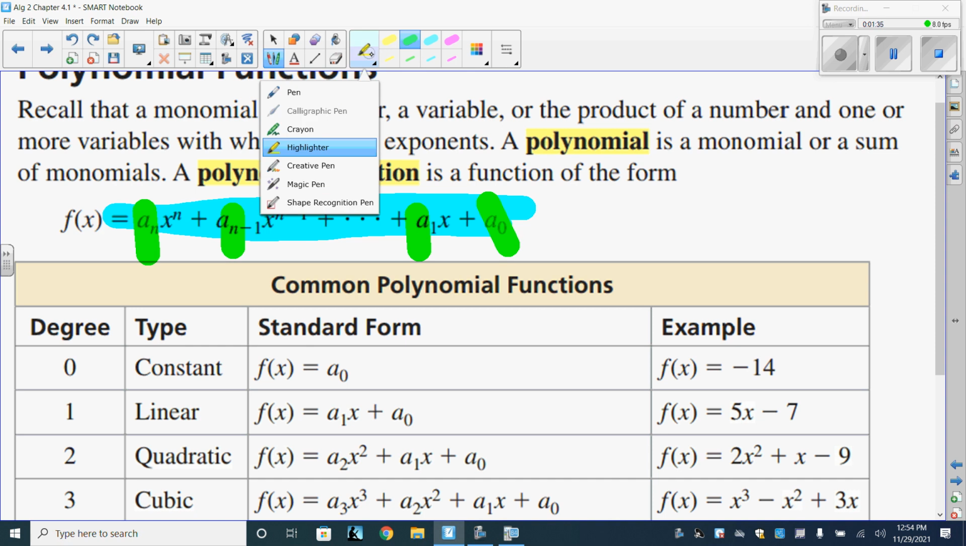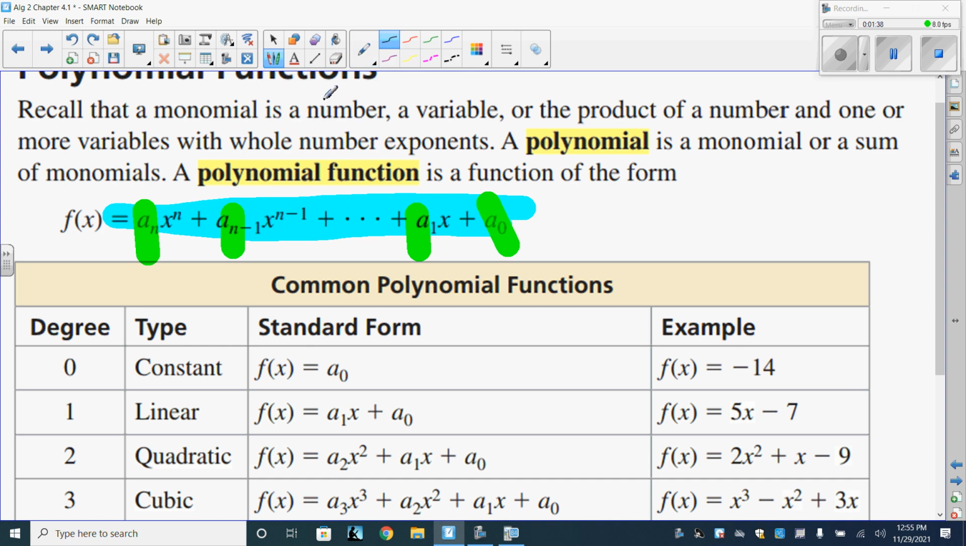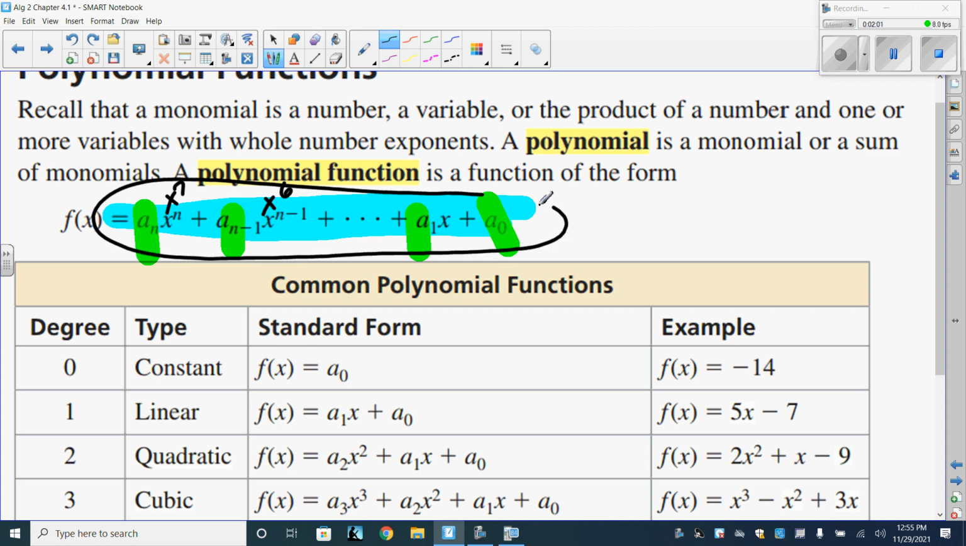And for x to the n, well, that could be x to the 7th, because n is just going to be a number. Well, x to the n minus 1, that would be 6, because 7 minus 1 would be 6, and then we would have a term times x to the 5th, x to the 4th, x to the 3rd, and then we would have x and a naught. So this here is just a general way to write any and all polynomial functions.